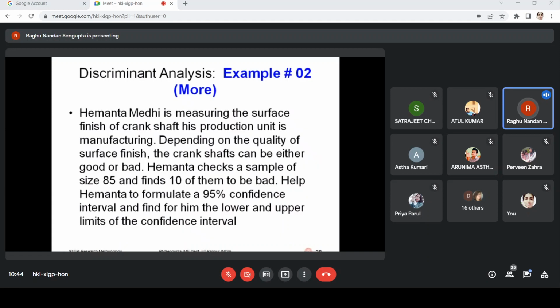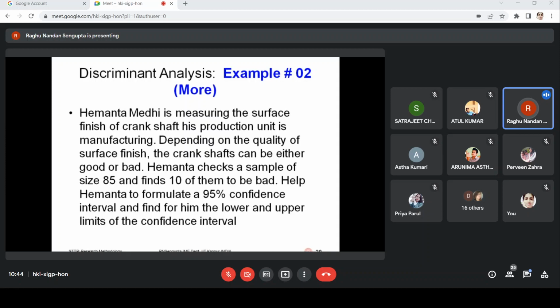Depending on the quality of the surface finish, the crankshafts can be either good or bad. Good means they pass the quality test, and if one of the quality tests is not met, the crankshaft is considered bad or a failed one. So Hemant checks a sample of 85 and finds 10 of them are bad. Help him to formulate a 95% confidence interval.